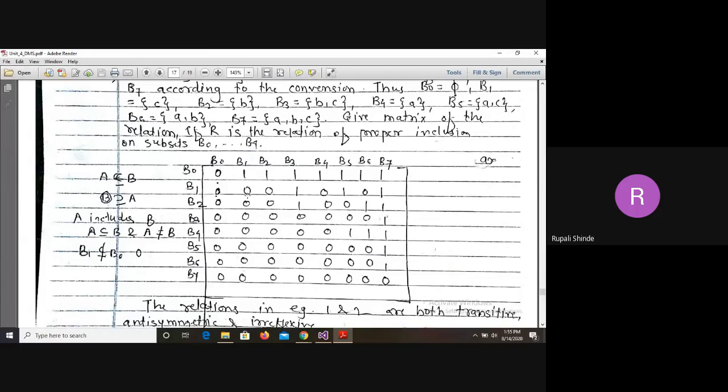Now second condition, that is second column is again B1. So B1, B1. B1 is equal to set C, again B1 is equal to set C. So this is not satisfying the condition for proper inclusion. That's why we have to mark here 0.